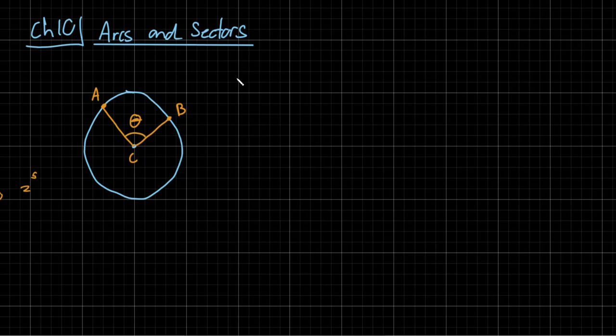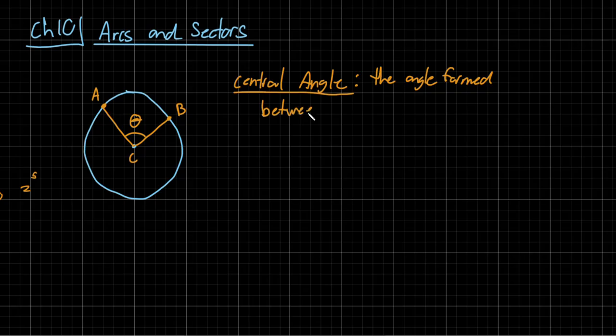This angle in the middle is called a central angle. And it's the angle formed between 2 radii. So you can draw it however you want on your sheet. You got 2 radii, there's an angle in between.